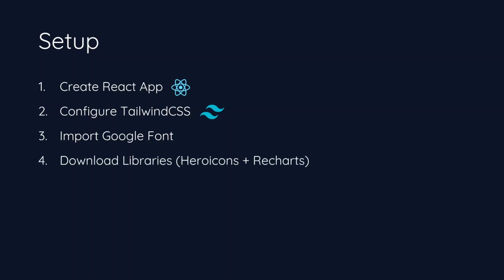For the next step, we'll download important libraries that will be used throughout this project. This includes Heroicons, which can be used for certain graphics such as the search bar, and Recharts, which will be used for creating the stock chart. I'll then demonstrate how to create a Finnhub API key and how to use this in our project.